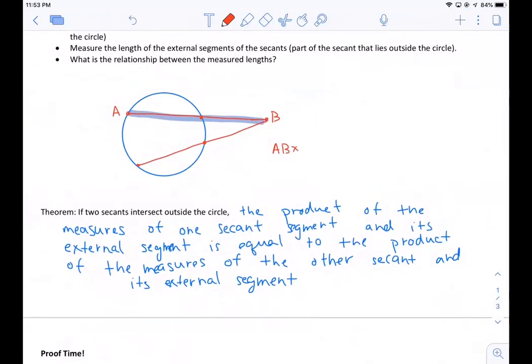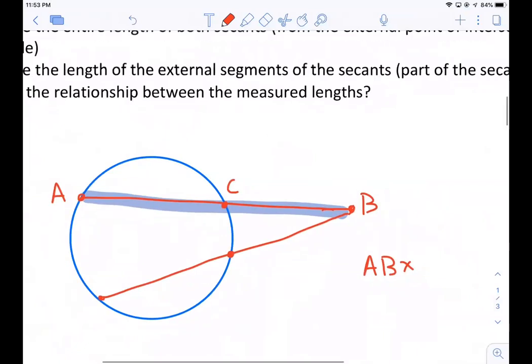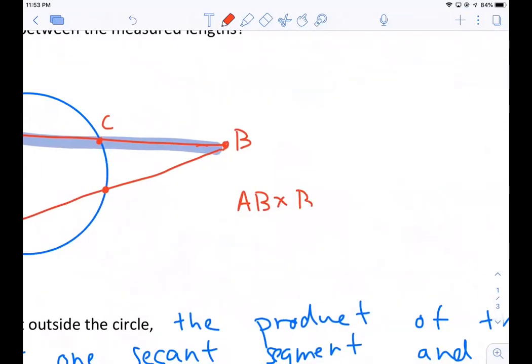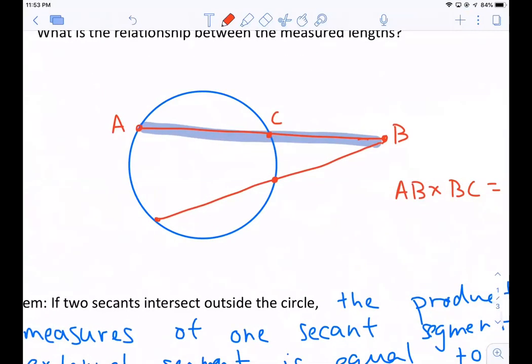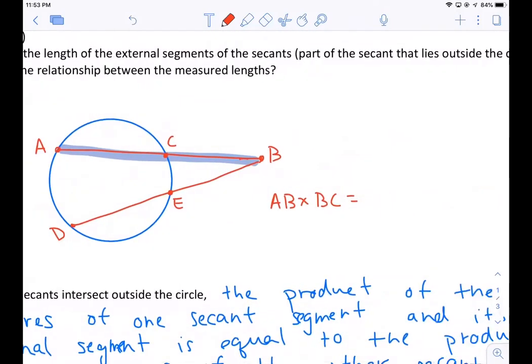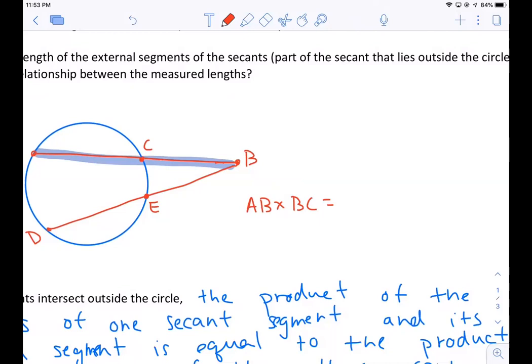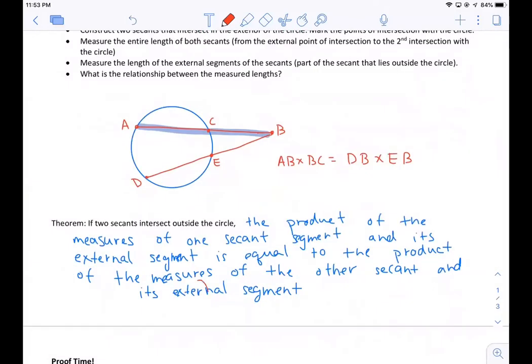so one more time, the product of the measures of one secant segment, there's my secant segment, and its external segment, so let's call this external segment BC, right? So AB times BC equals the other one. So the other one, let's call this DB, let's call that point E, and so that's going to equal the entire other secant, which is DB, right, times the external portion, which is ED. All right, so there is our second theorem. And I'm actually going to copy and paste this diagram too for our second theorem.